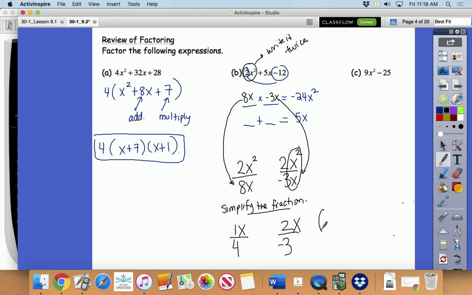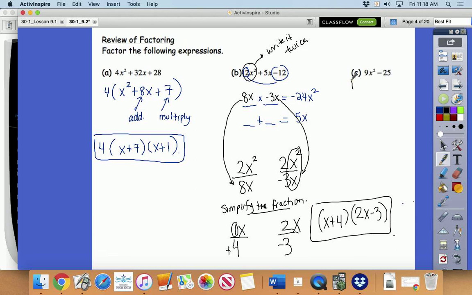Your factors are x plus 4, okay, because it's a positive 4, and the 1 you don't have to write. And the other factor is 2x minus 3. So that would be factored form to break that up.